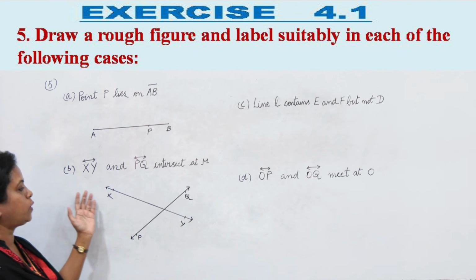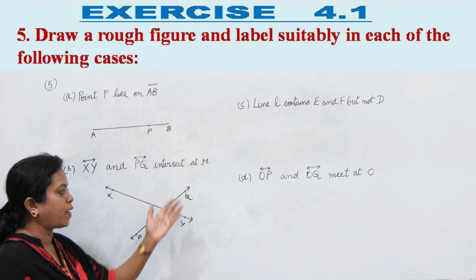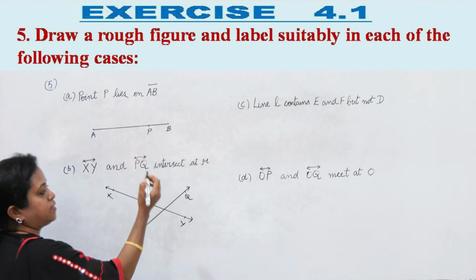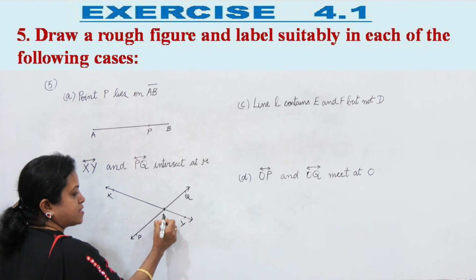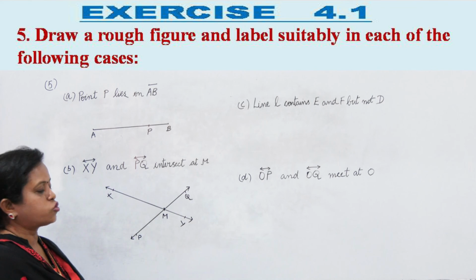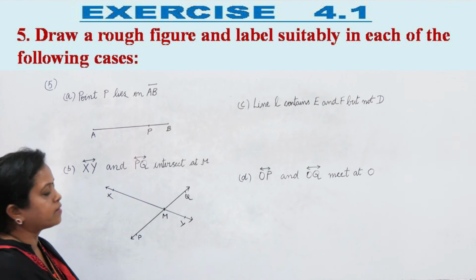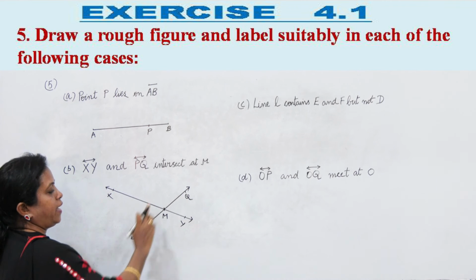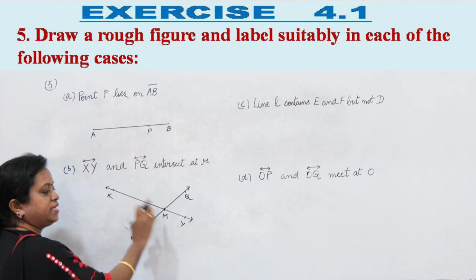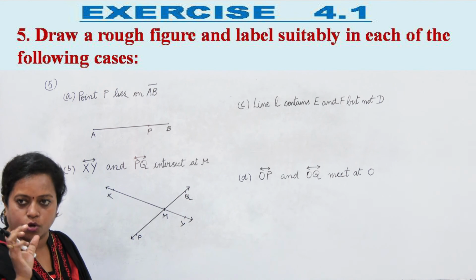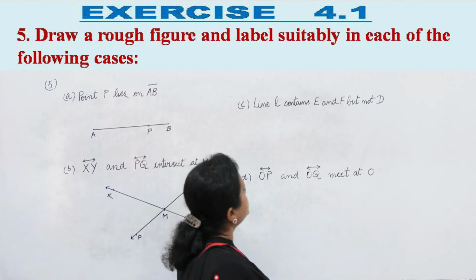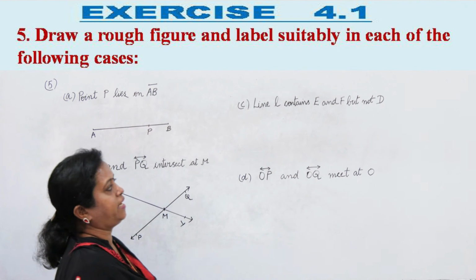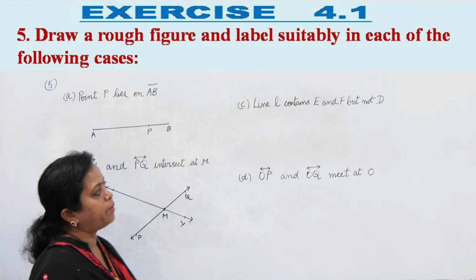So on the screen you can see two lines XY and PQ, and in the question it is said they intersect at N, that is point of intersection is N. Clear? So when you see this figure, what do you understand? There are two lines XY and PQ and they are meeting or crossing each other at a common point, and that point is N. Now part C, line L contains E and F but not D.